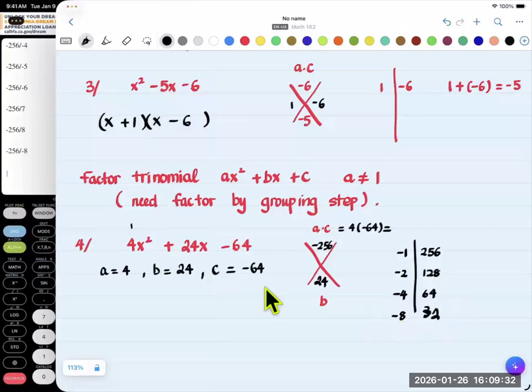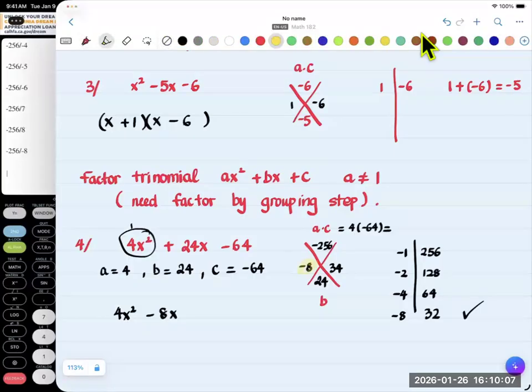Does 32 minus 8 give you 24? Yes, 32 minus 8 is 24. So this pair works. Because we need the factor by grouping step, we have to copy the first term, which is 4x squared. And then we have negative 8x, which is the two numbers that we found: negative 8x and positive 34x, and then minus 64.